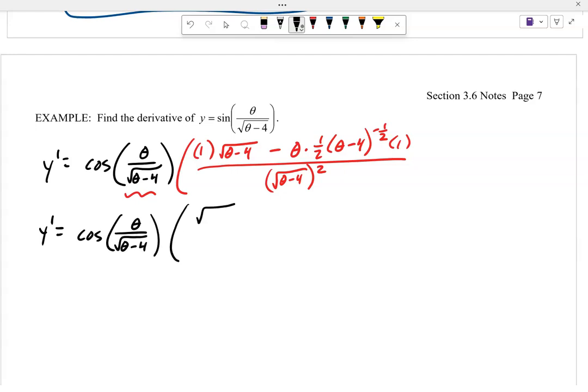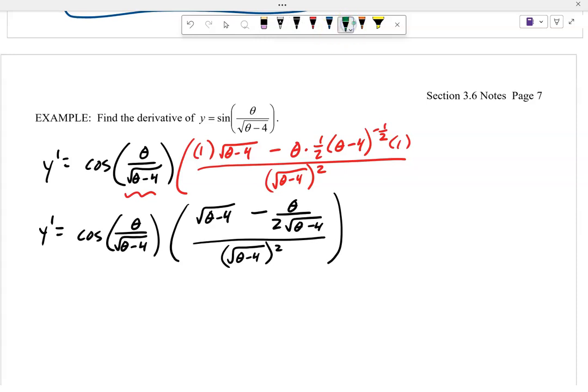So we got square root of theta minus 4 minus theta over 2 square root of theta minus 4. This is all over, I'm actually going to leave that right there for a minute. Okay. I'm going to get a common denominator in this numerator. So right now that's over 1. So I'm going to multiply by 2 square root of theta minus 4 to get a common denominator, 2 square root of theta minus 4.